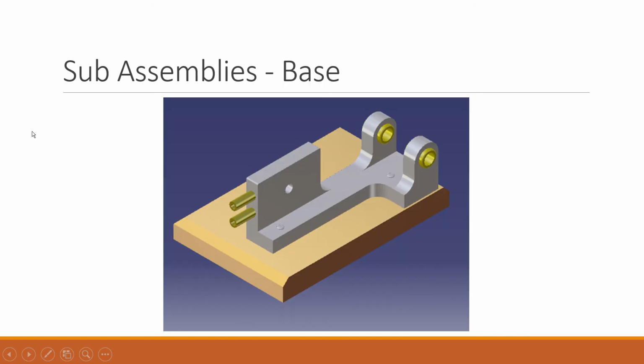Now, this is the first sub-assembly. This is the base. This part is important because it is the structural side of the oscillating engine. Without the base, the engine would not function as an engine, and it would not transfer the pressure and the steam into a rotational motion.